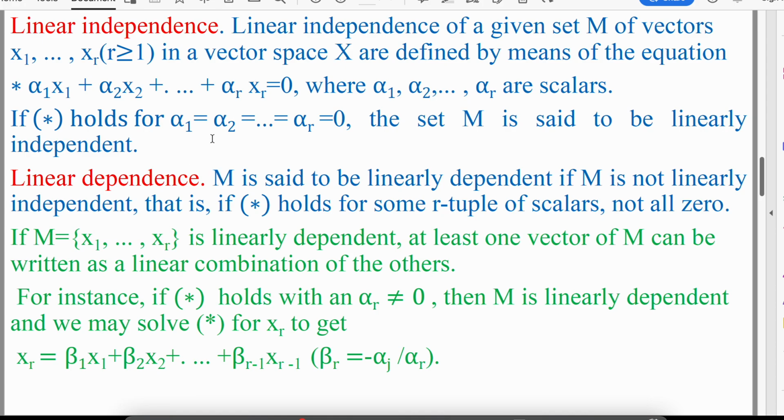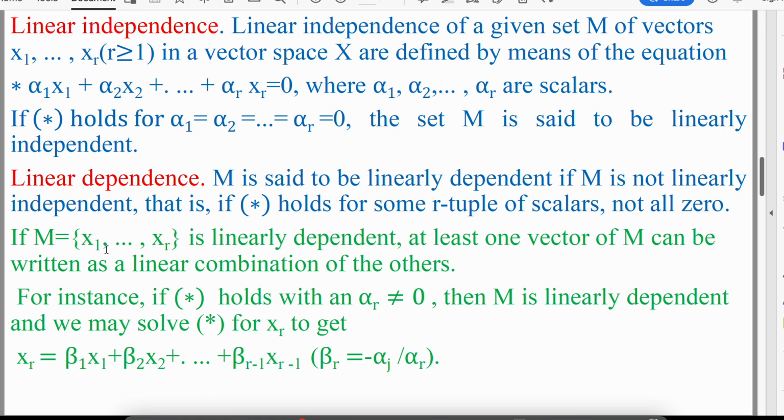If M is not linearly independent, then we say that M is linearly dependent. It means this expression holds for some r-tuples of scalars, not all 0. In case of linear independence, all the alphas are zeros: alpha 1, alpha 2, alpha r all are equal to 0. But in linear dependence, all the scalars are not 0.